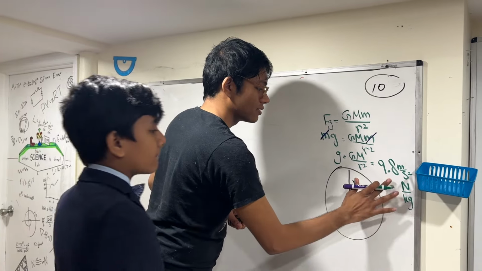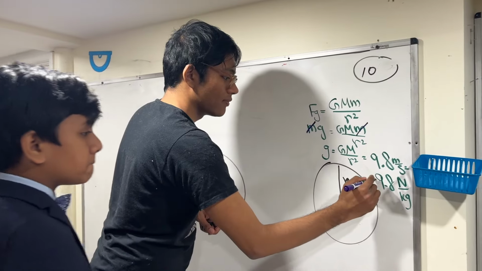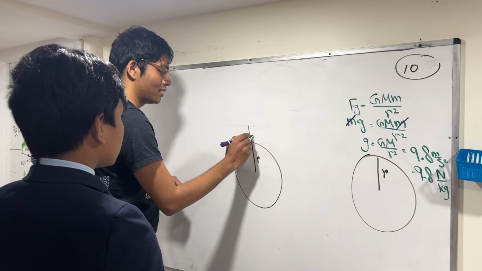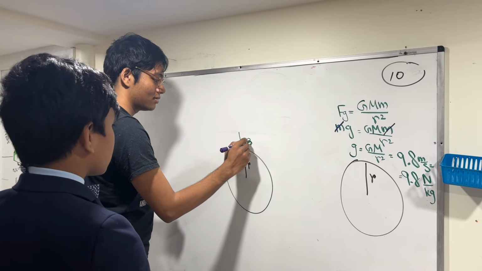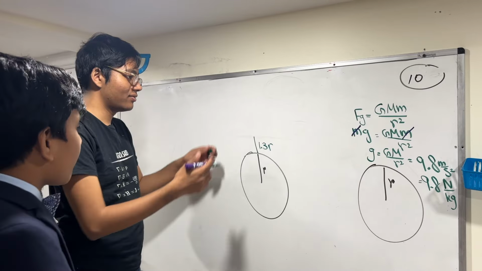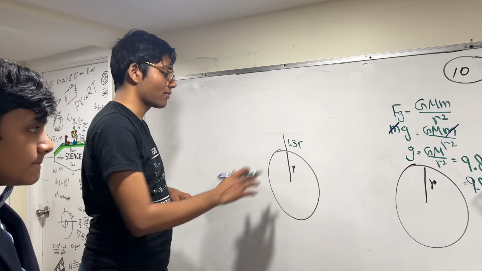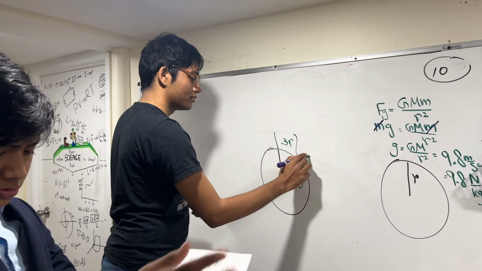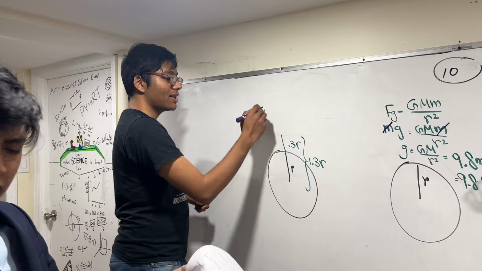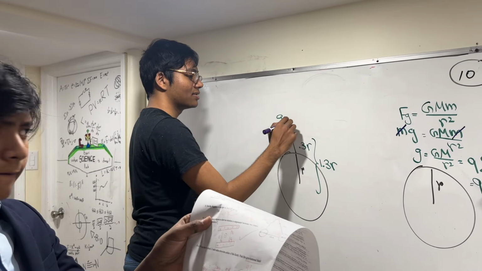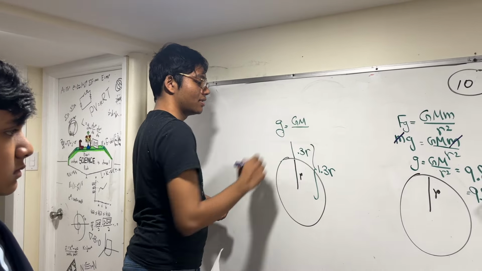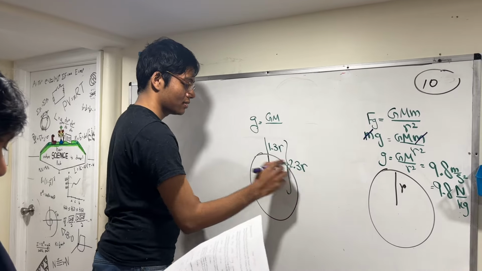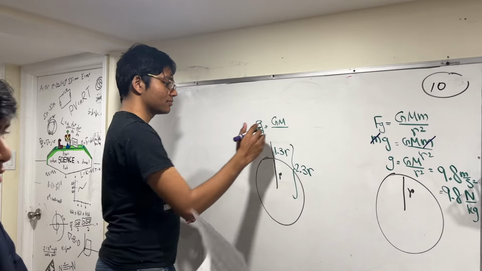That's right. 9.8. Now, in this case, we are a little bit higher than this. We are 1.3 Earth radii above. No, that is 0.3. So we're going to add them up. The total is... wait, no. The gravitational field is going to be... Oh, it's 1.3. Yeah, he's right. 1.3 above. So you're going to add them up. It says 1.3 above the surface. That's right. Okay. So 2.3.